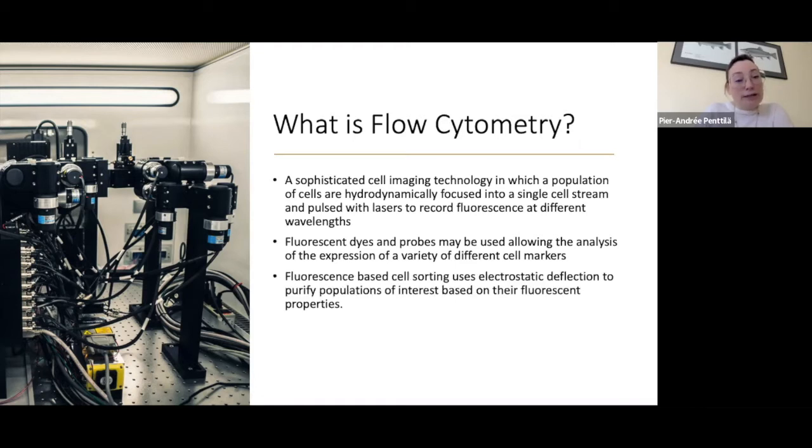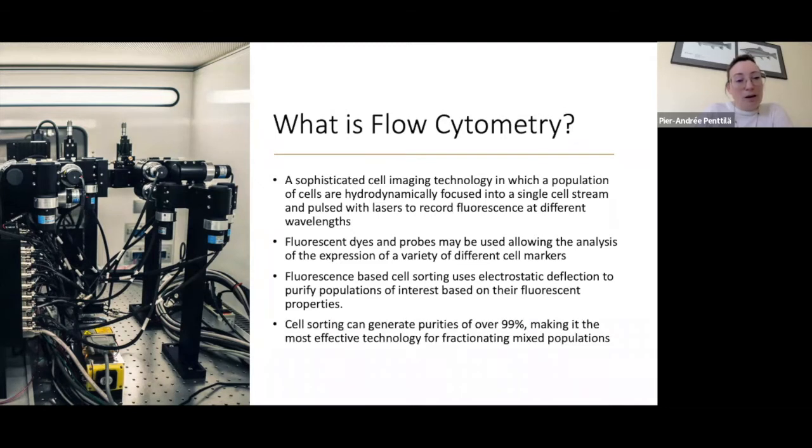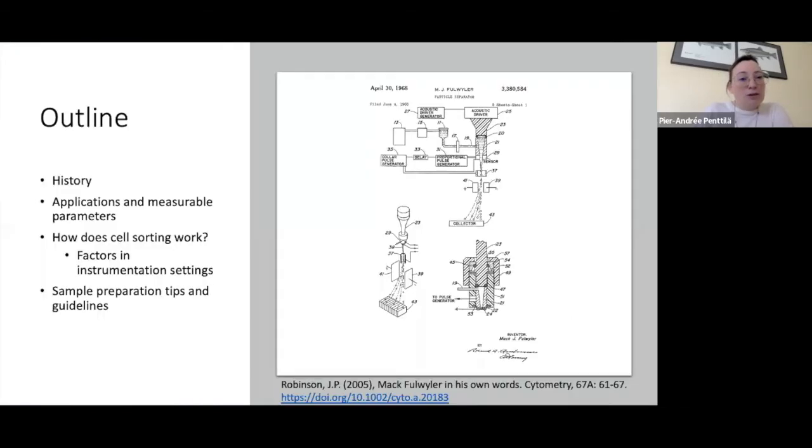Fluorescence-based cell sorting, in the context that I'm discussing it, uses electrostatic deflection to purify populations of interest based on these fluorescent properties. Cell sorting can generate purities of over 99%, currently making it still the most effective technology for fractionating mixed populations of cells.